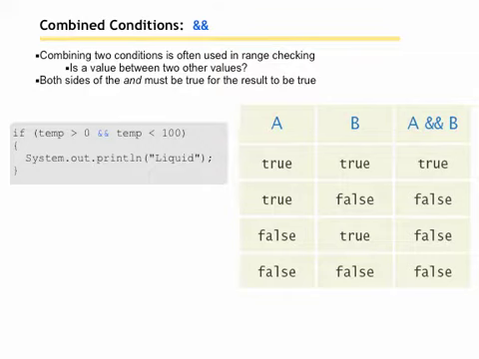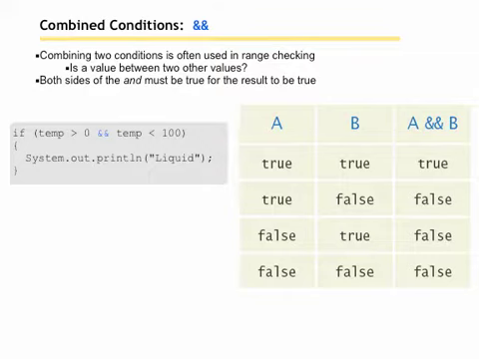Let's say that A in this table represents temp greater than 0. Temp greater than 0 can either be true or it can be false. Let's say that B represents temp less than 100. That expression can either be true or it can be false. So when we're looking at an example of both Boolean expressions, they can both be true. A can be true and B can be false. A can be false and B can be true, or they can both be false.